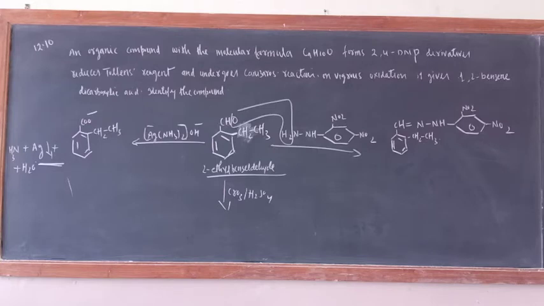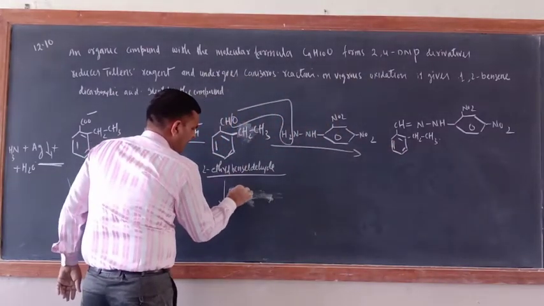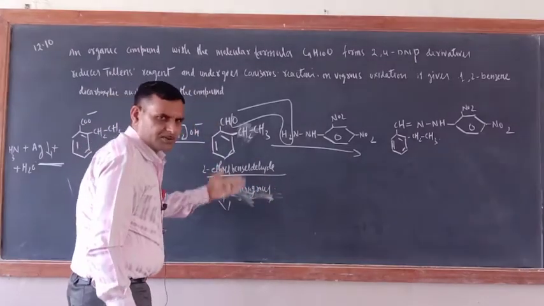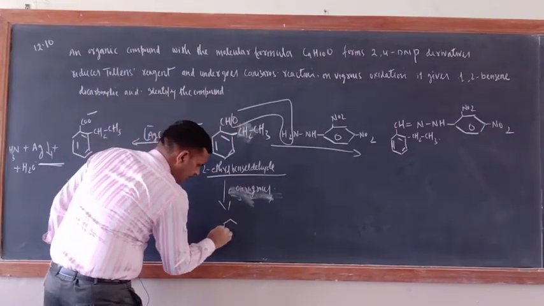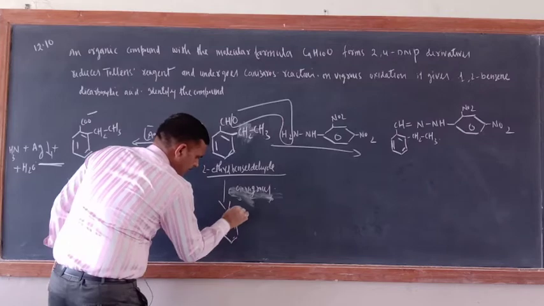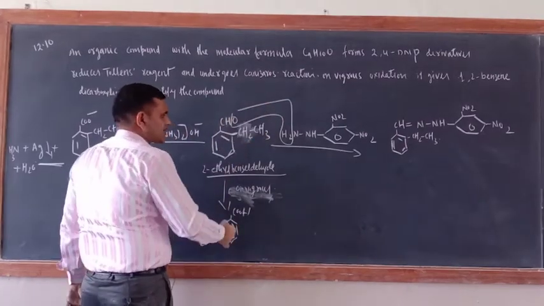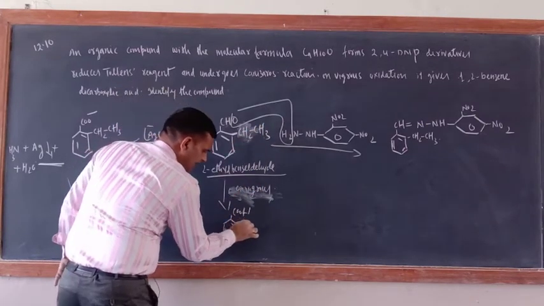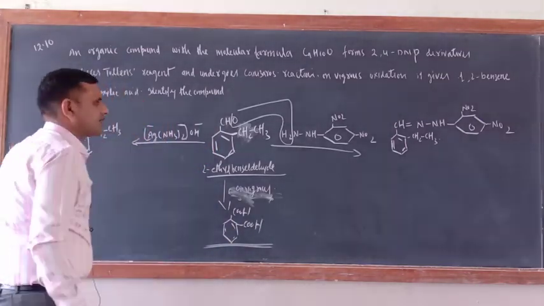Okay, vigorous oxidation. Now vigorous means K2Cr2O7 with H2SO4 or KMnO4, anyone you can take. So the CHO group and the alkyl group both together will be converted into COOH. The CHO group undergoes oxidation and forms COOH. Now this alkyl group will also directly get oxidized into COOH. So the product is benzene 1,2-dicarboxylic acid.